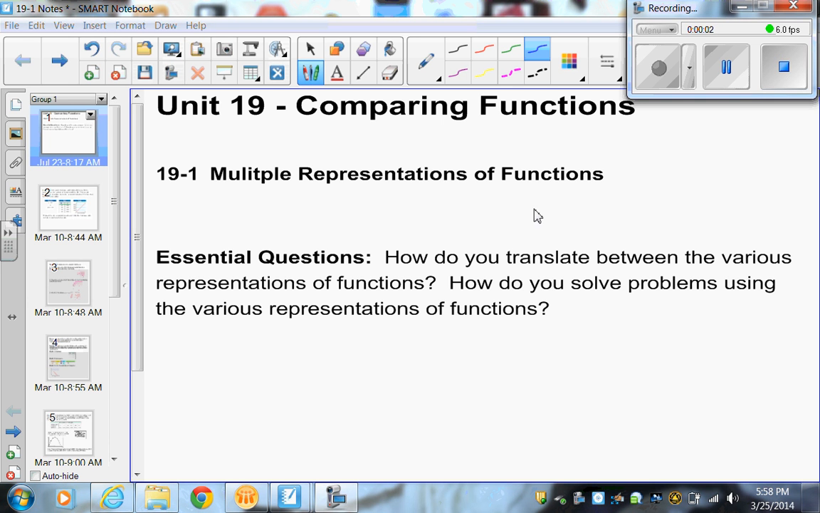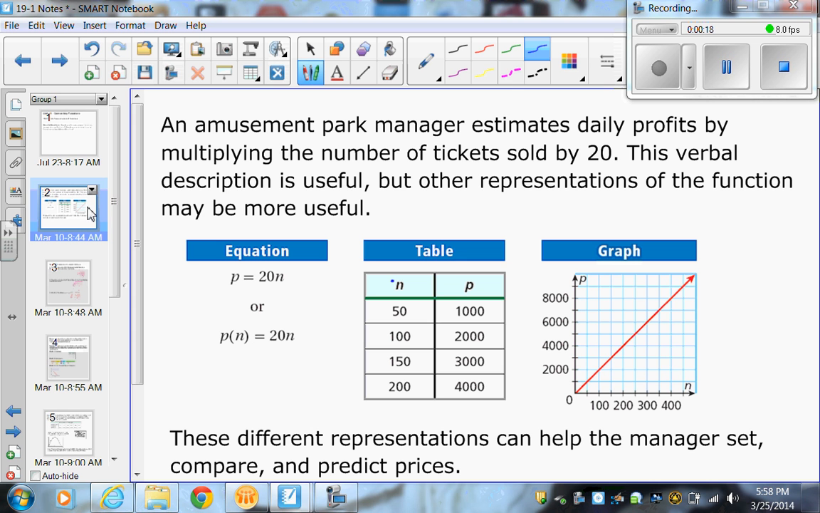This is the video for Accelerated Geometry on Section 19-1 on multiple representations of functions. The essential questions are: how do you translate between various representations of functions, and how do you solve problems using the various representations of functions? There are 4 different methods that we will be using.